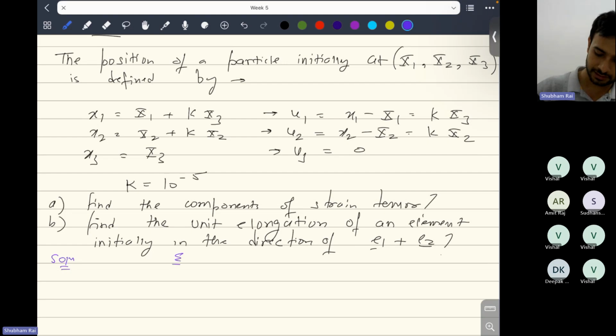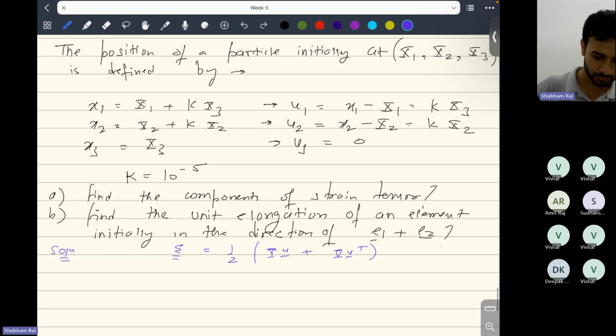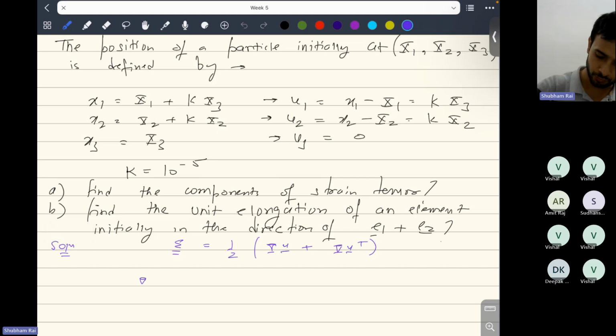So the solution will be: your strain tensor is given by half of grad of u plus grad of u transpose, right? You know how to determine grad of u now, because the gradient of a vector is a second order tensor. So we have already written the expression for epsilon. Firstly, let's calculate grad of u.